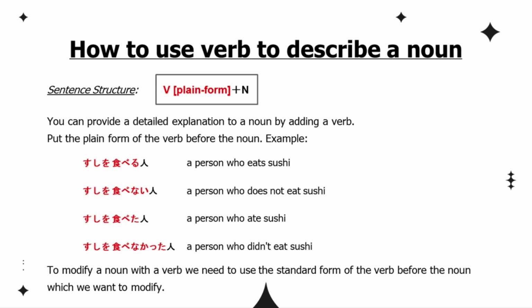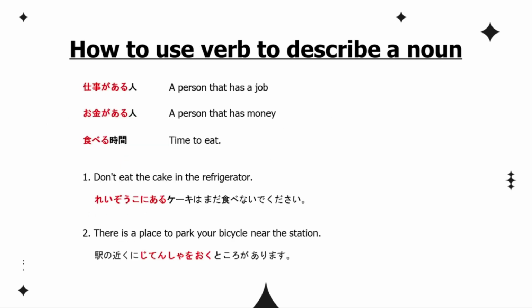Don't eat the cake in the refrigerator yet. There is a place to park your bicycle near the station.